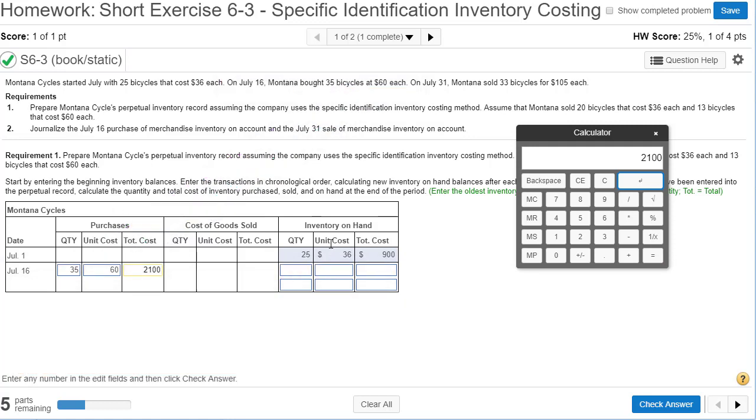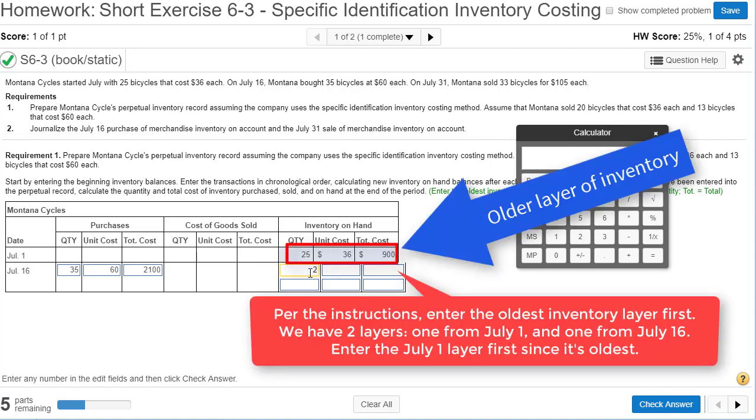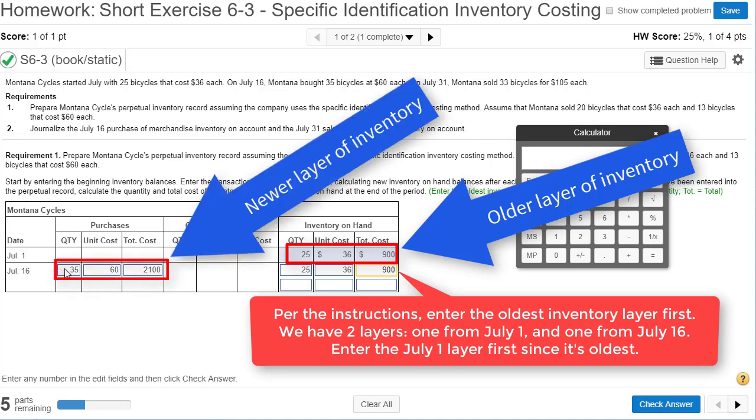Now we have to fill in our inventory. So notice back on July, we had 25 bicycles that cost us $36 each. We need to bring those down first. So we haven't sold any. How do we know we didn't sell any? Well, because the transaction was we purchased more. So we're going to have to list our 25 at 36 for $900. And now we have to bring down this new layer of inventory and list it here. So we have 35 bicycles that we just bought, cost 60 bucks each, $2,100 worth.